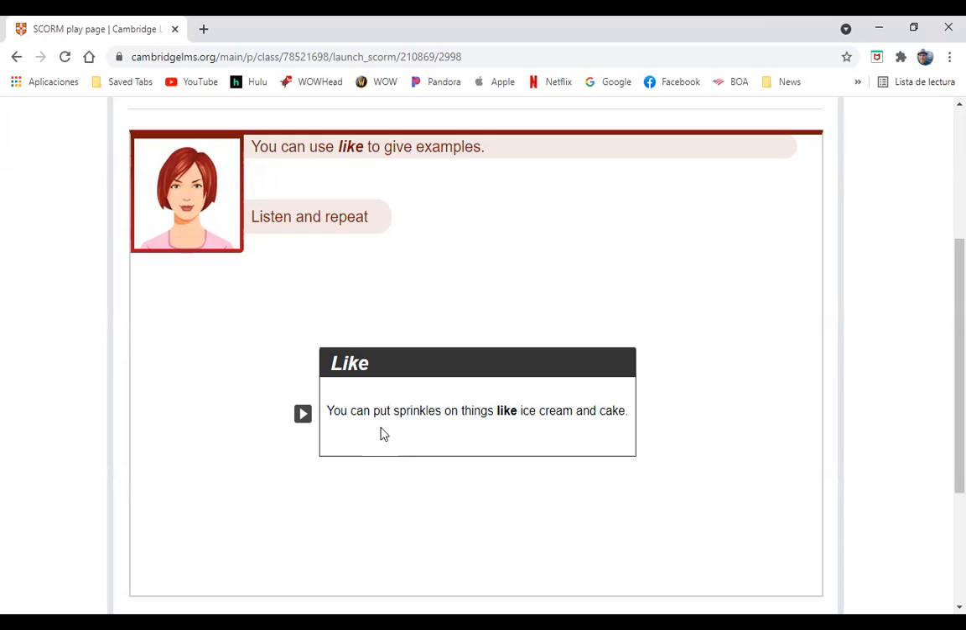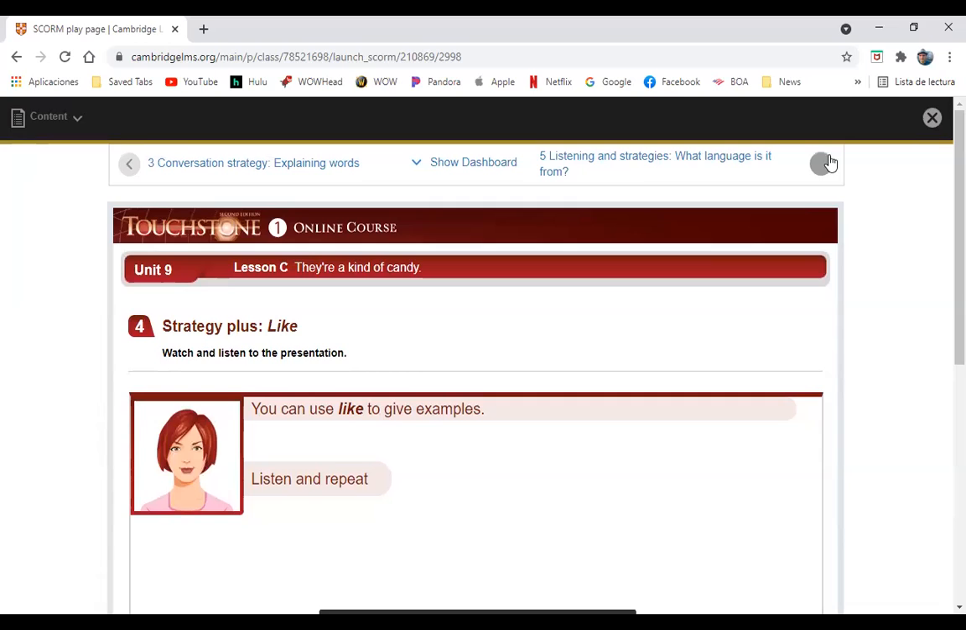You can put sprinkles on things like ice cream and cake. Like ice cream and cake. You see, you put it together here. Cream and cake, it's like one sound together. Cream and cake. But you learn this, of course, you have to practice. And you do that when you do it every day or very often. But you need to practice reading too.